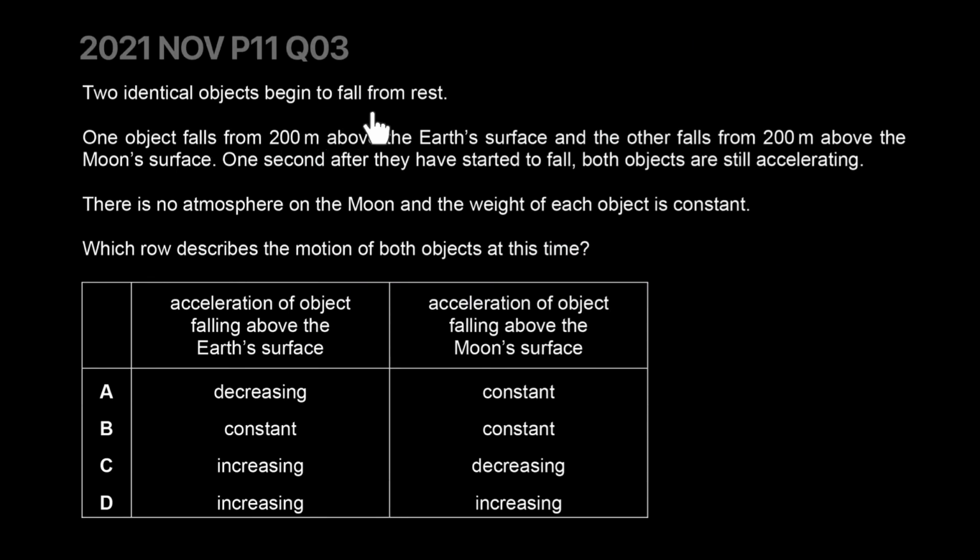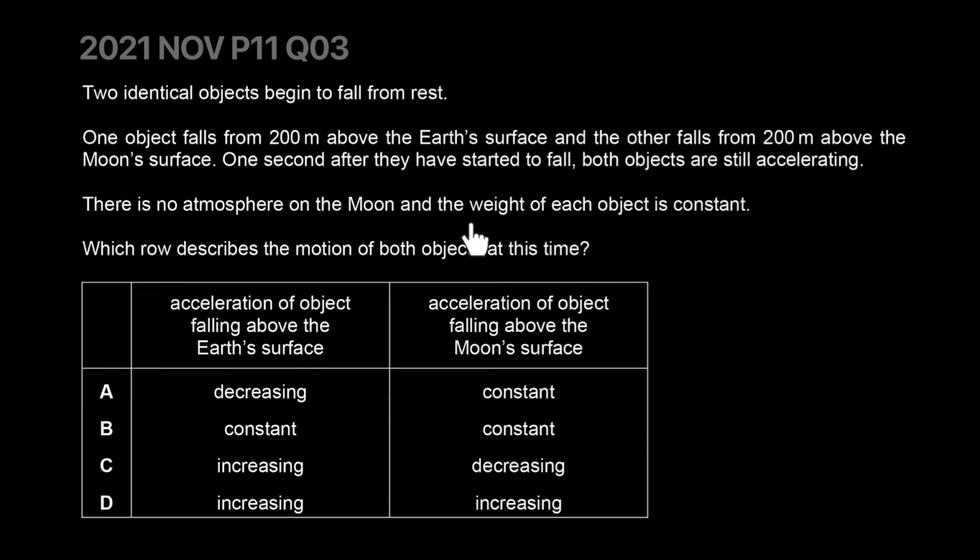Two identical objects begin to fall from rest. One object falls from 200 meters above the Earth's surface, and the other falls from 200 meters above the Moon's surface. One second after they have started to fall, both objects are still accelerating, obviously. There is no atmosphere on the Moon, and the weight of each object is constant. So no atmosphere on the Moon means there is atmosphere on the Earth, and hence there is air resistance.